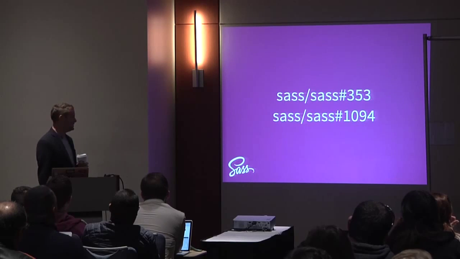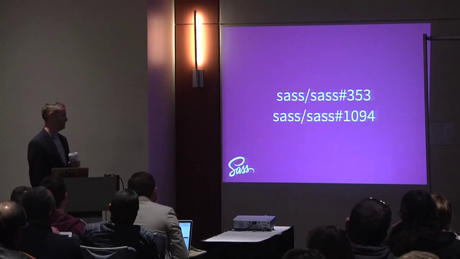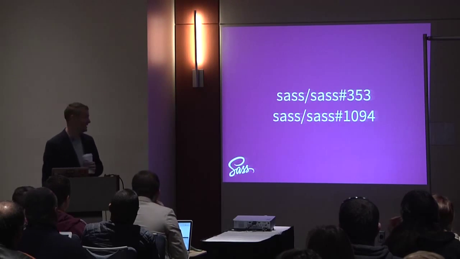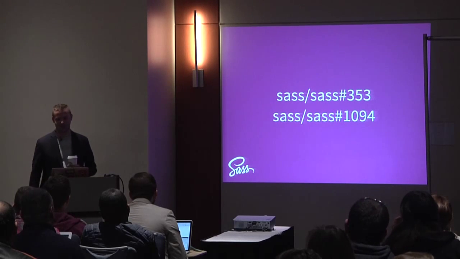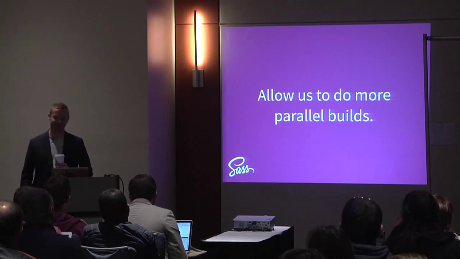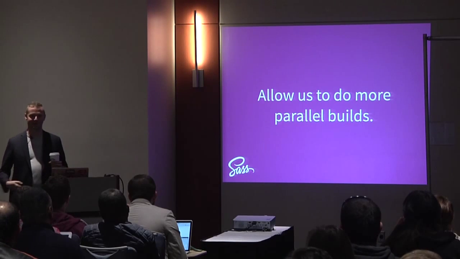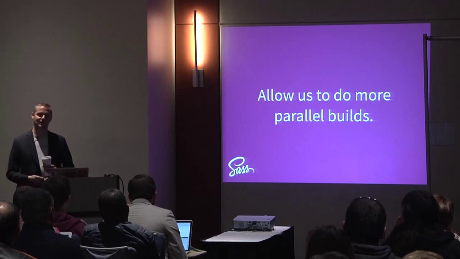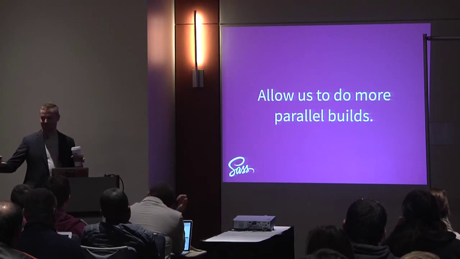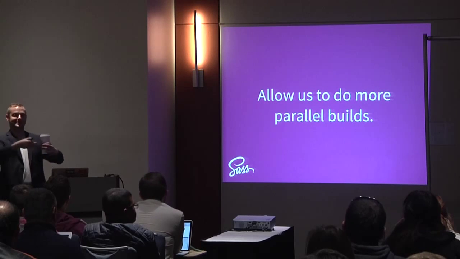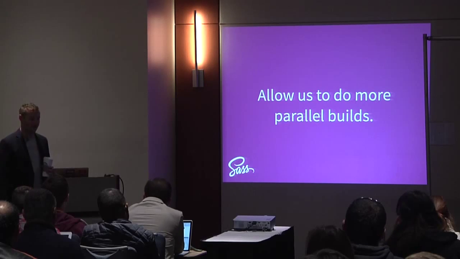So these are the two issues I think are most interesting, 3.5.3 and 10.94. 10.94 is like a summary of all the things that we're looking at right now to go into 3.5. Some of our goals are to do more parallel building. We're pretty fast right now, but we'd really rather this go multi-core. So we need to know when a file depends on a different file. Because if we compile one file, take that data, and send it down to two, we can compile those two files at the same time.